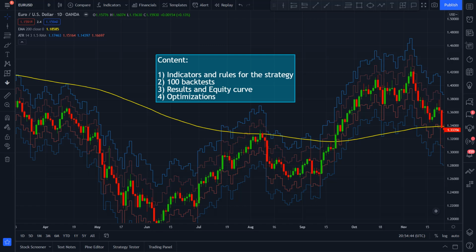First, I will show you the indicators and the rules for the strategy. Then I will backtest it 100 times. After that, I will show you the results, the equity curve and a few optimization tips which you can implement to improve the results. And finally, I will also talk about how these strategies can be much more profitable within the same time period. With that said, let's get right into it.